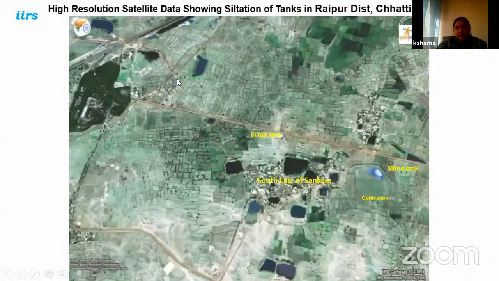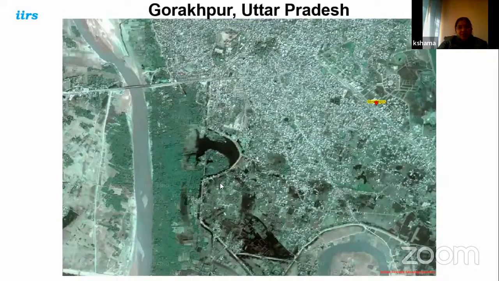Now here also you can see one image where there are a few tanks, and in these tanks some tanks have more siltation, some tanks have less siltation. Like this tank has a lot of siltation here also. So all this you can identify using your imagery, and this tank is completely silted. So all this helps even the decision makers to take decisions and monitor the programs also.